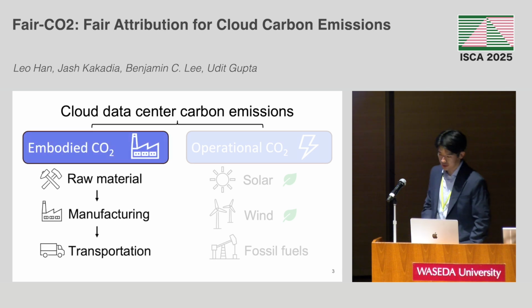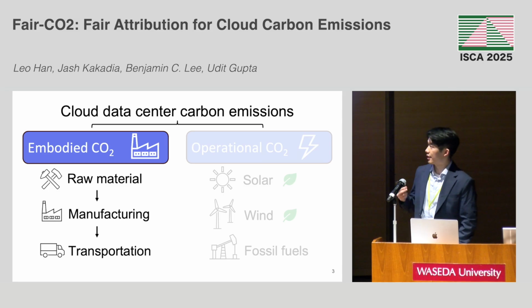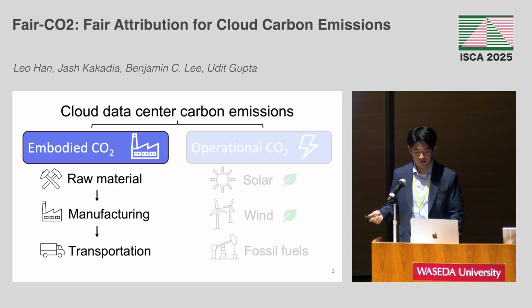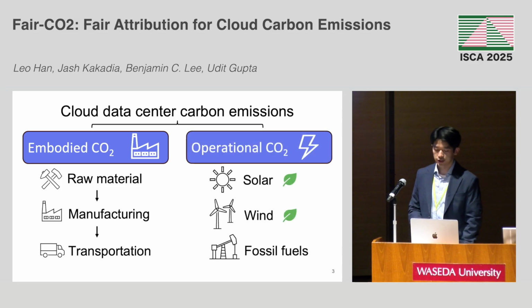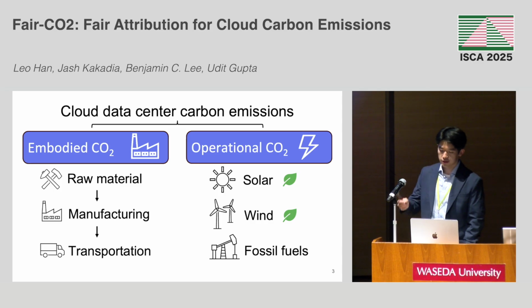The first major component is embodied carbon, comprising the carbon emissions associated with capital expenditures. They're emitted during the manufacturing process for equipment like servers. And the second component is operational carbon, comprising the carbon emissions from the energy used to run those servers.